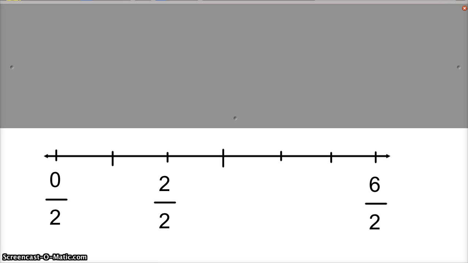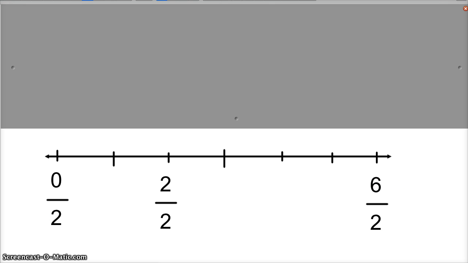Okay, this time I want you to copy your number line down just like I have here. So your endpoints are 0/2 and 6/2. Then I want you to split this into 6 equal chunks, which means you're going to be drawing 5 lines, 1 less than 6. So 1, 2, 3, 4, 5 lines. You can estimate, just get as close as you can. And then I want you to label where 2/2 would be. Okay, after you've done that, I want you to label where all of the whole numbers would be.